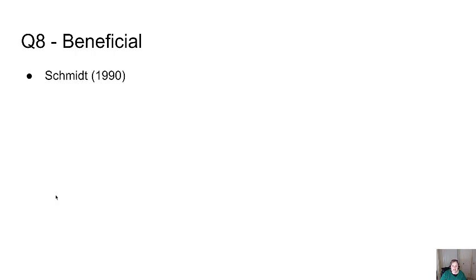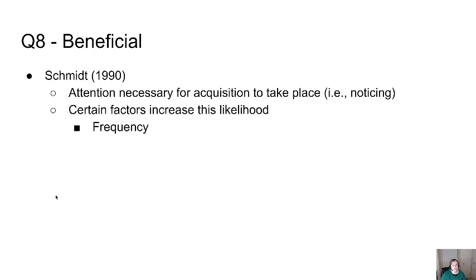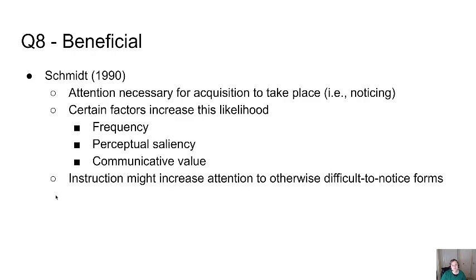So anyway, another one that claims it's beneficial is Schmidt. I forget Schmidt's first name, Robert, I think. Attention is necessary for acquisition to take place, right? So certain factors increase the likelihood of attention to a form. We talked about noticing theory in the explicit section, right? Frequency, perceptual saliency, communicative value, and instruction might in fact increase attention to otherwise difficult to notice forms.